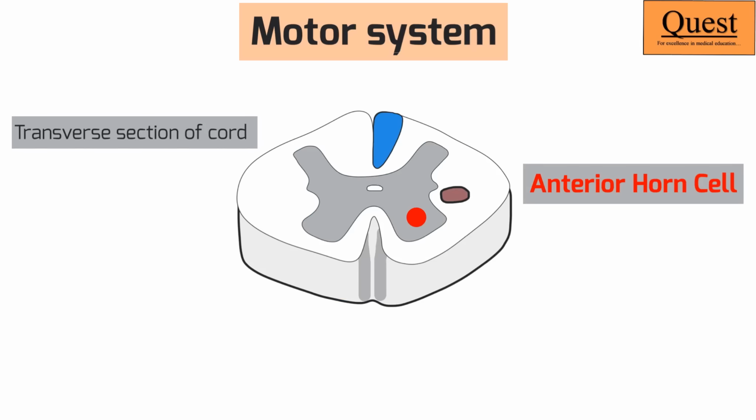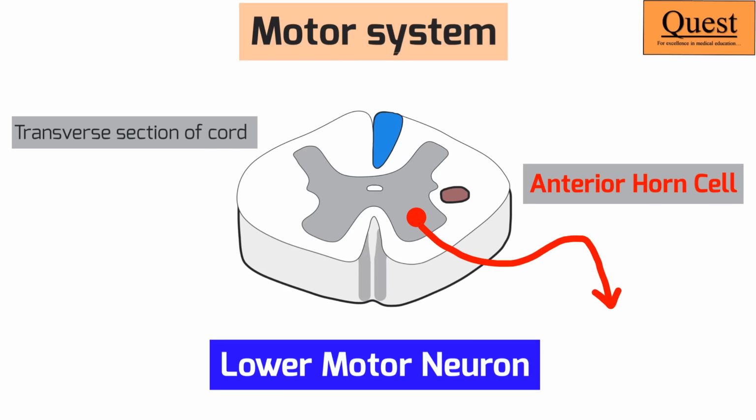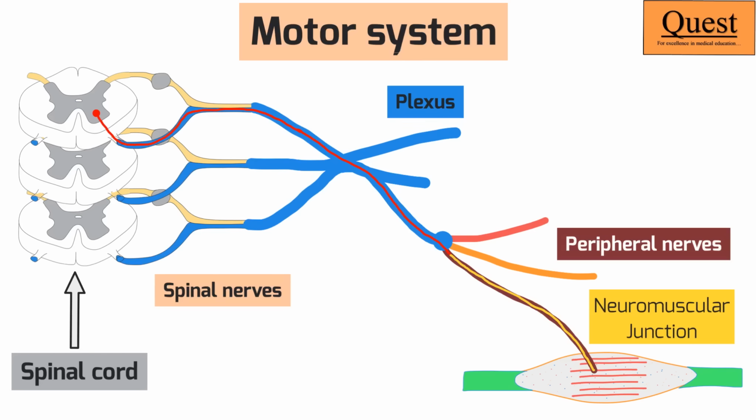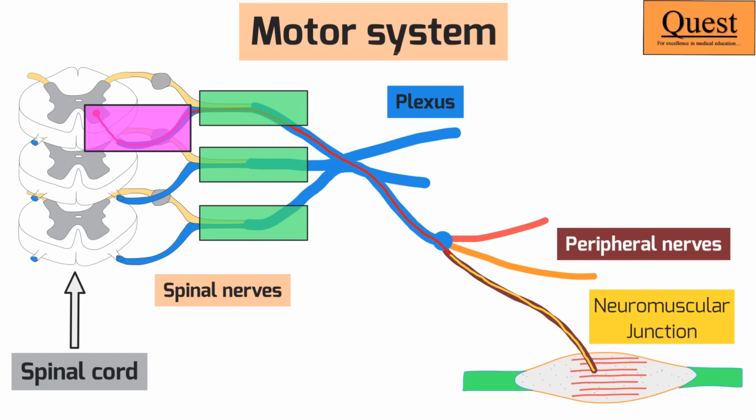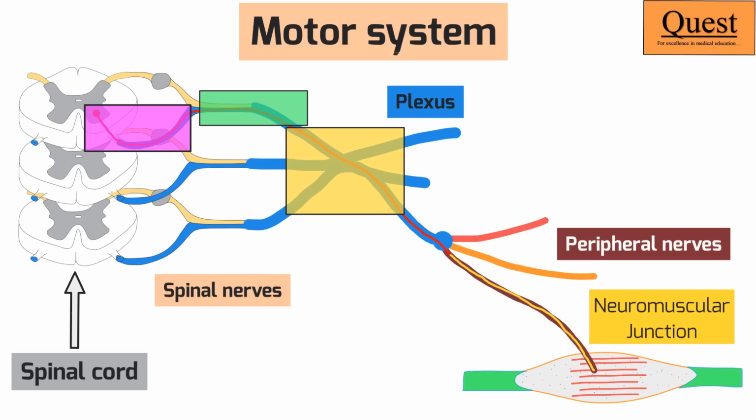The cell body of these nerves is sitting in the anterior horn of the gray matter, and this is known as the lower motor neuron. This lower motor neuron is having its processes that goes from the anterior root of the spinal cord, enters into the spinal nerve, passes through the plexuses, through the peripheral nerves, and finally at the neuromuscular junction.